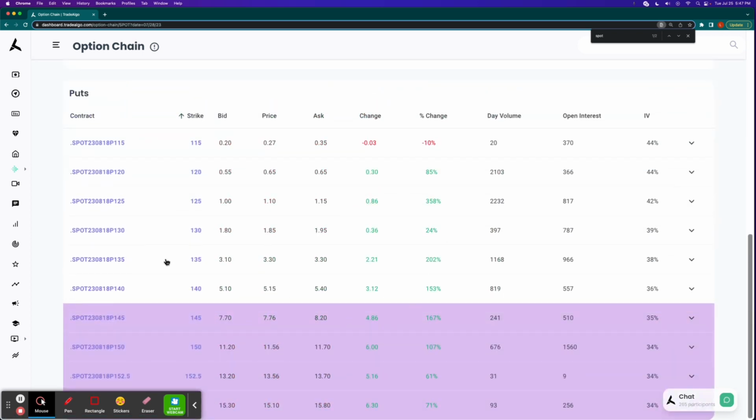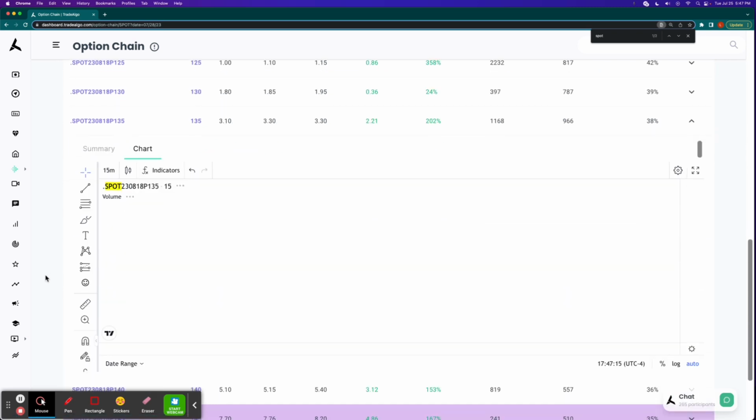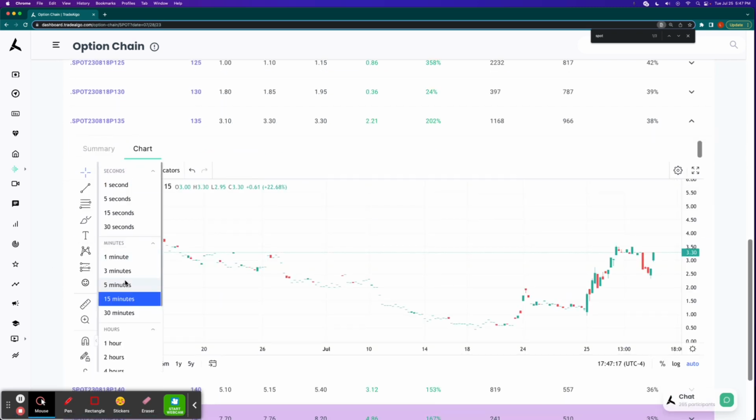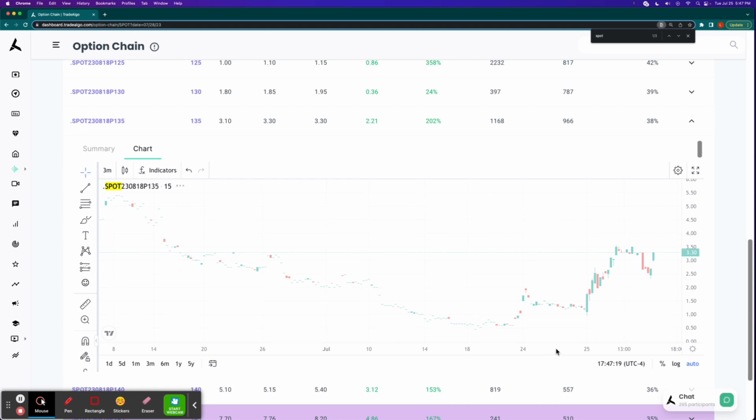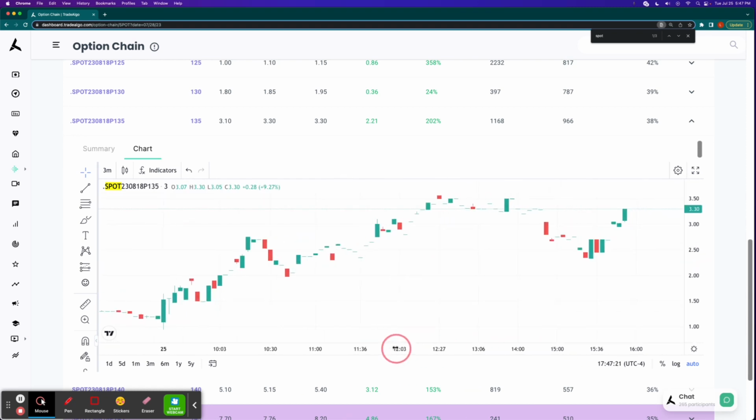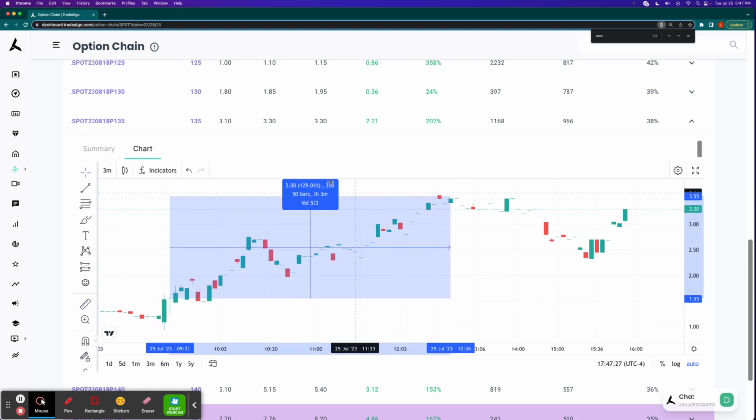You can see a nice list of triple-digit winners here as well. For example, the $135 put option. We're going to go to the 3-minute chart. Our AI picked it up at 9:32. So we're going to look for that 9:33 candle right over here. Options are about $1.55, maximum of a 130% return.